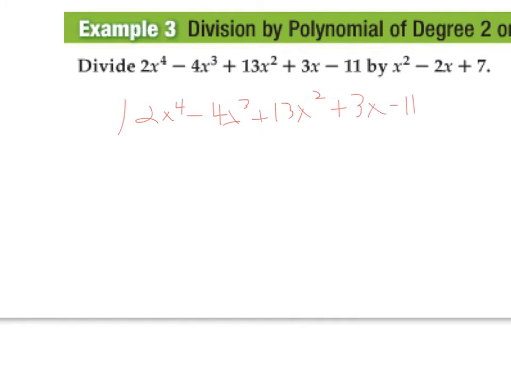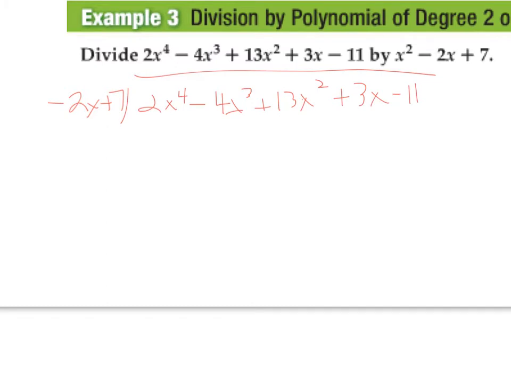And then I want to divide all. Alright, anyway, I'm going to try to divide this. I'm not sure where I get the negative 2x plus 7. Let's back this up. I guess it's x squared minus 2x plus 7. There we go. That looks better.